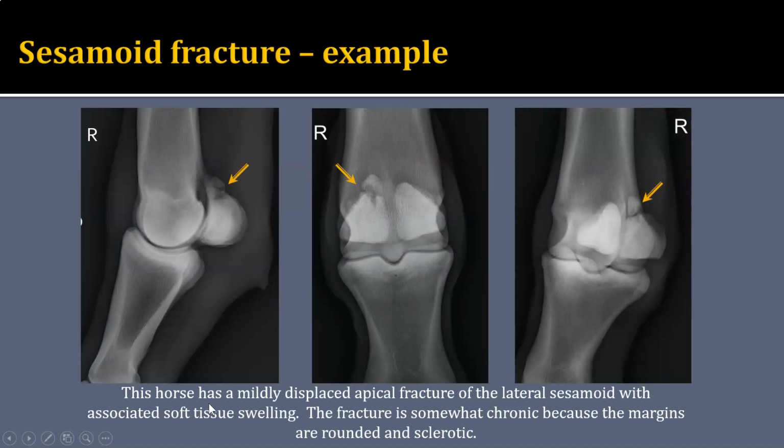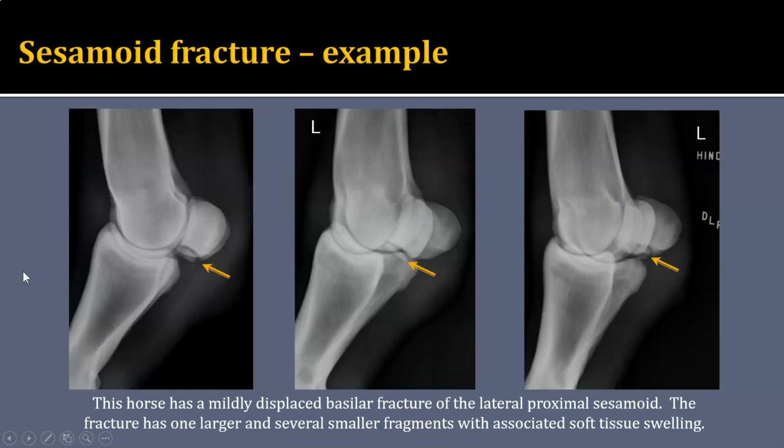I just have a couple examples of sesamoid fractures. This horse has a mildly displaced fracture that is an apical fracture of the lateral proximal sesamoid. We can see that there is a mild separation between the apical fragment and the rest of the sesamoid. There is some sclerosis of the margins and rounding of the margins, and so this is a more chronic fracture. And again, we're going to have to look at the patient clinically to determine how this is affecting this patient, and ultrasound the soft tissues.